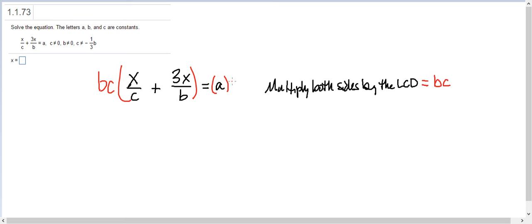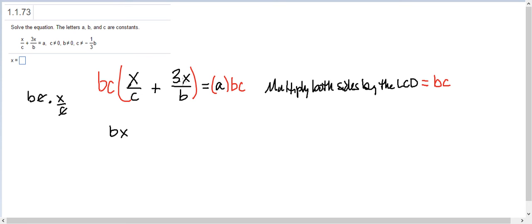So I'm going to multiply over here by BC. And now algebra says you can't just do that without also doing it to the other side of the equals. So I'm going to multiply that through. So B times C times X over C. The C cancels the C, right? Just to make sure it's clear, I'm doing BC times X over C here. And that's going to cancel, so I'm left with BX.